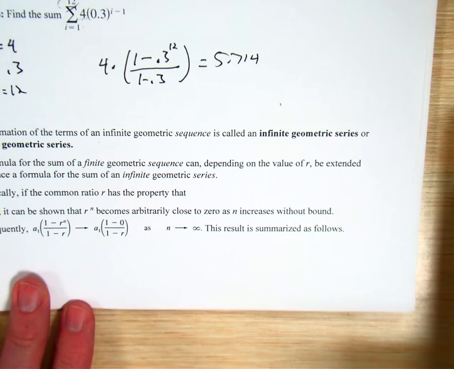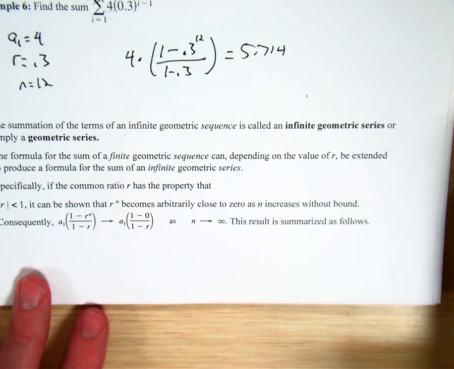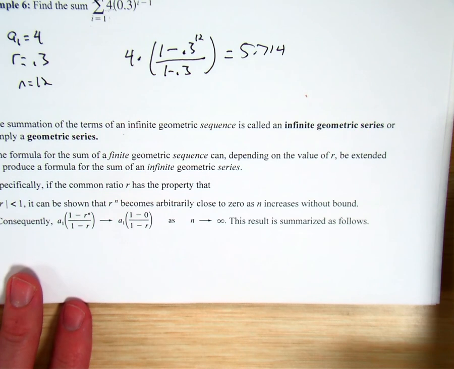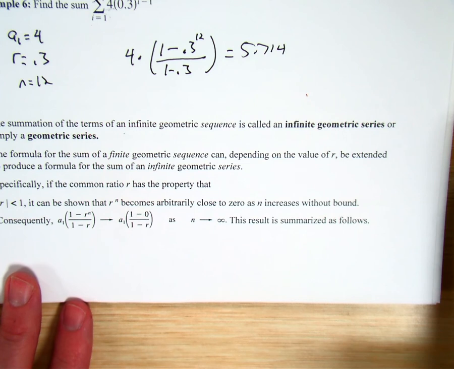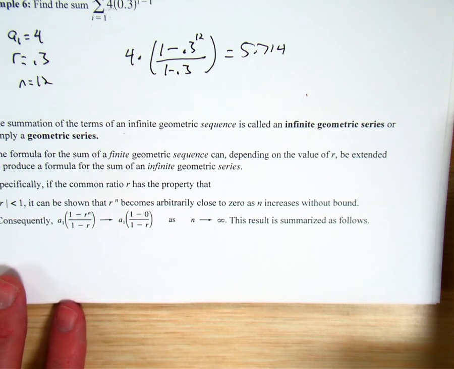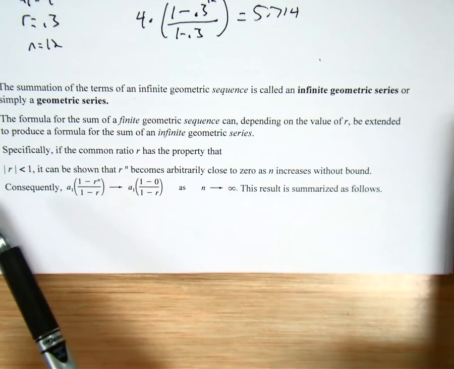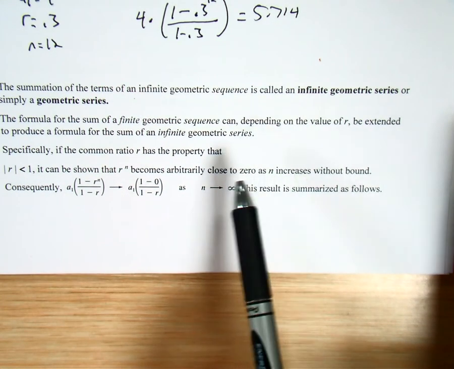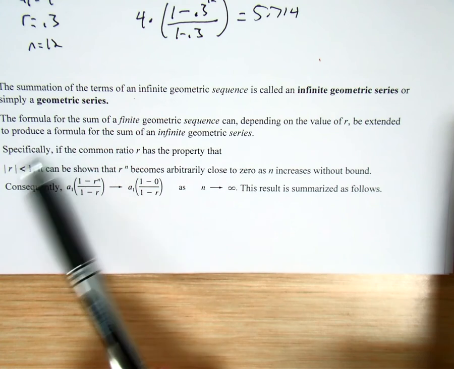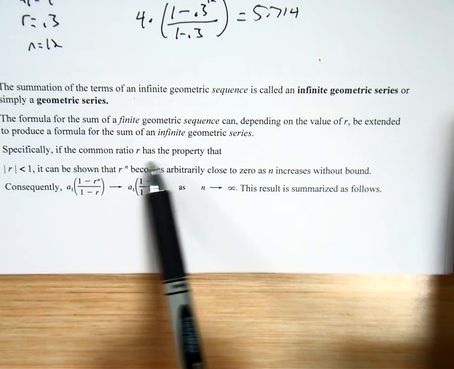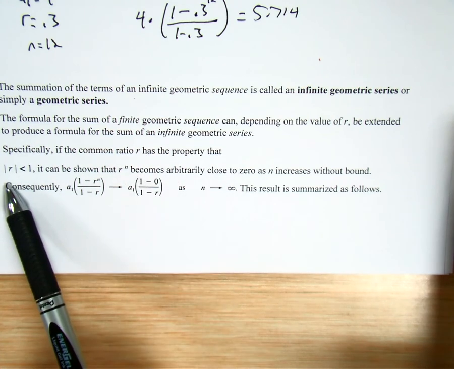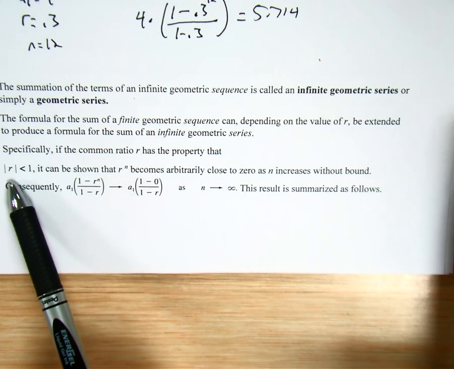Okay, the summation of terms of an infinite geometric sequence is called an infinite geometric series, or simply a geometric series. The formula for the sum of a finite geometric sequence can, depending on the value of r, be extended to produce the sum for an infinite series. Because if you keep multiplying, well, we'll see it here in a minute. Specifically, if the common ratio has the property that the absolute value of r is less than 1.